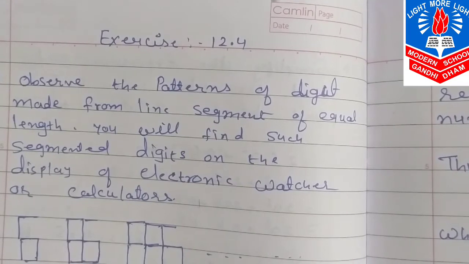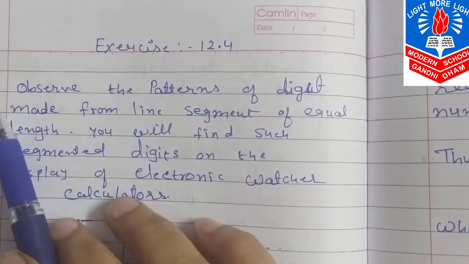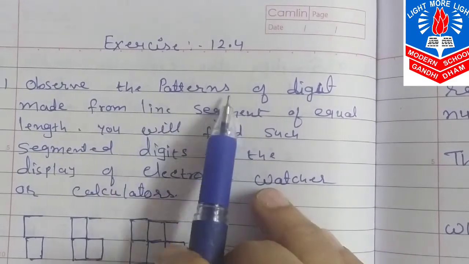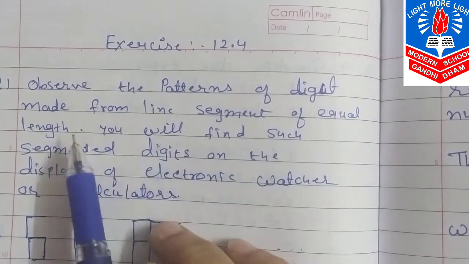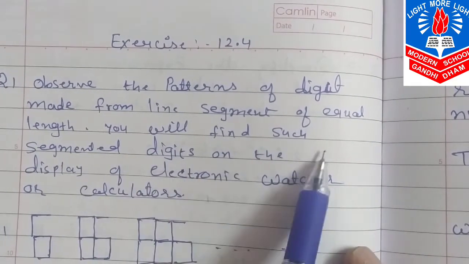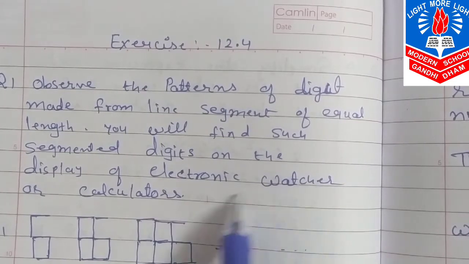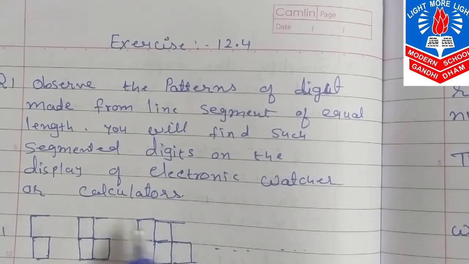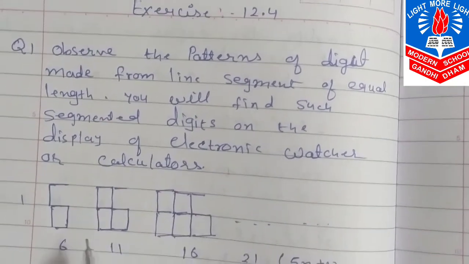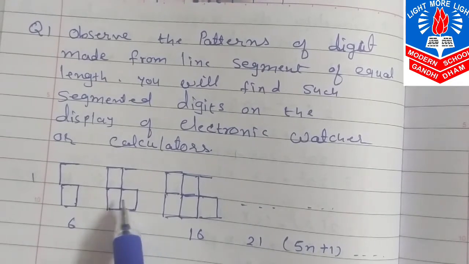Yes, students, now we are on exercise 12.4. First question: observe the pattern of digits made from line segments of equal length. You will find such line segment digits on the display of an electronic watch or calculator. Here you see the first pattern. Here is a 6 and here is a double 6.